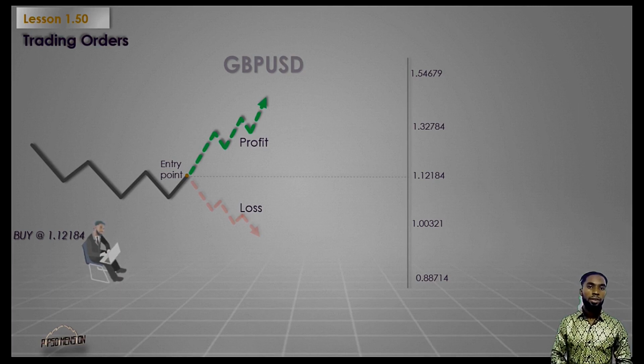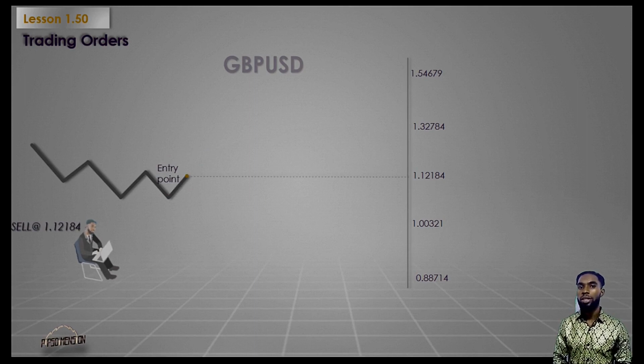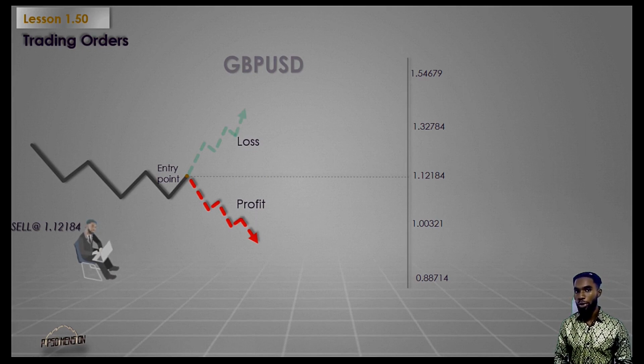On the other hand, maybe you place a sell order on the Great British Pound USD at 1.12184. Well, that is a sell order, so what will happen is you'll be making profits as the price falls below your entry point, and you'll be making losses as the price rises above your entry point.